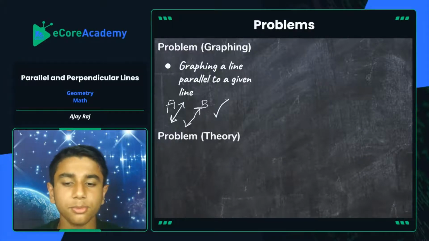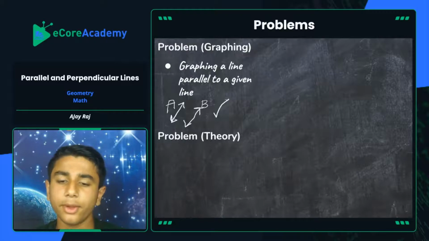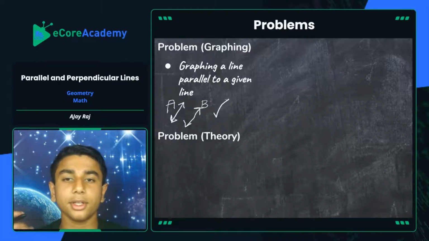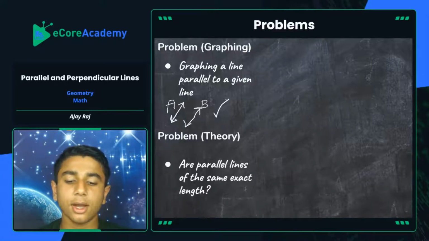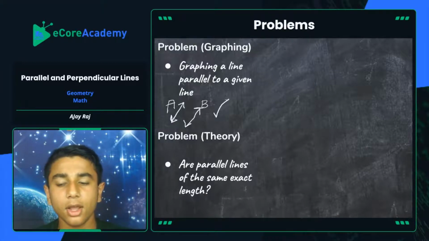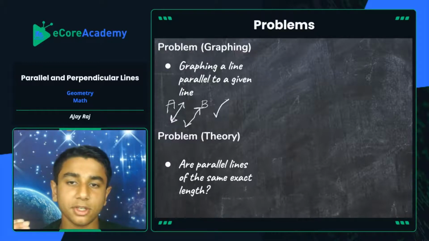For our next problem, we have theory problems. Theory problems don't necessarily have to do with calculation or graphing form. It just has to do with the overall concept of parallel lines. And these are the basics. So I'm going to throw a question at you for a theory of parallel lines, and it's, are parallel lines of the same exact length? Well, this isn't necessarily just specific to parallel lines.